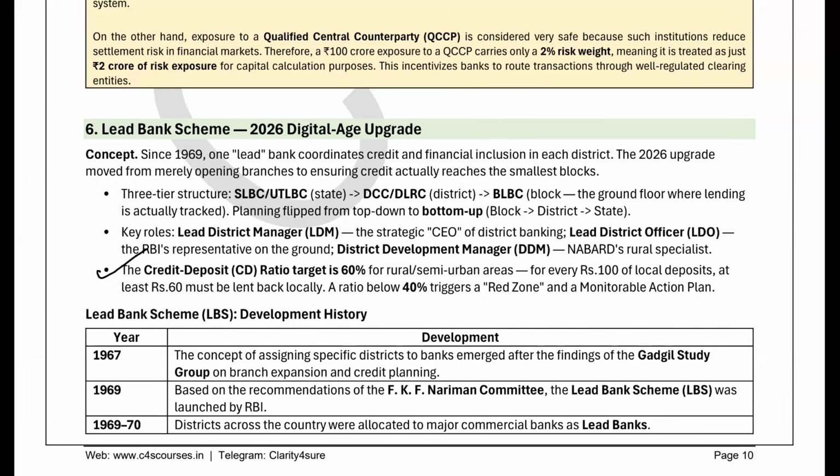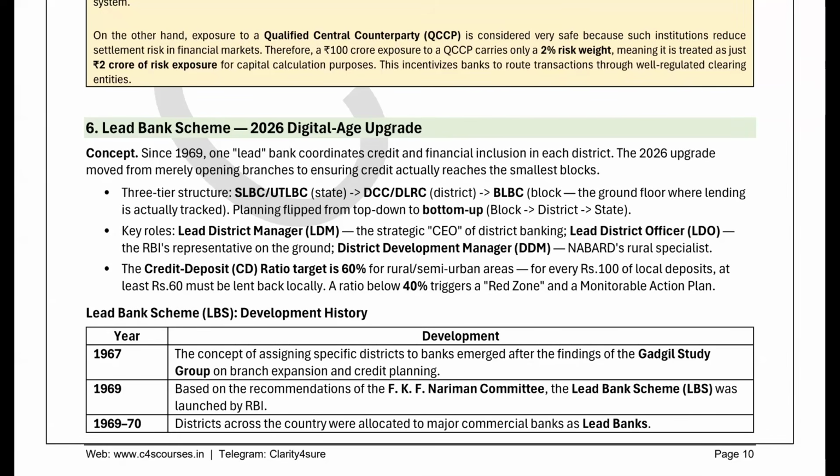Okay. Now the third point is the credit deposit CD ratio, targeted at 60% for rural and semi-urban areas. For every 100 of local deposits, at least 60 must be lent back locally. A ratio below 40% triggers a red zone and a monitorable action plan. Is that clear? Now please try to understand the Lead Bank Scheme, LBS, development history. You can read this on your own.